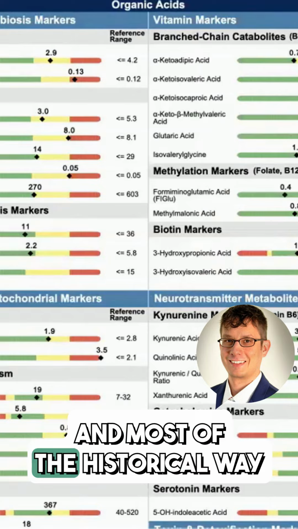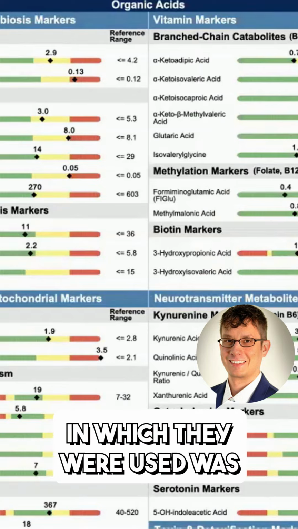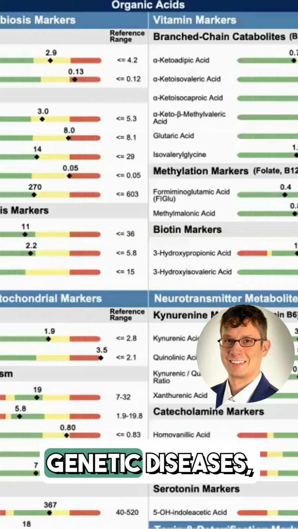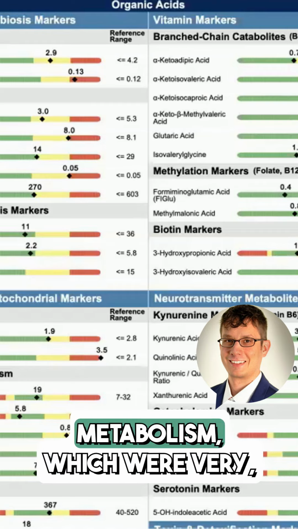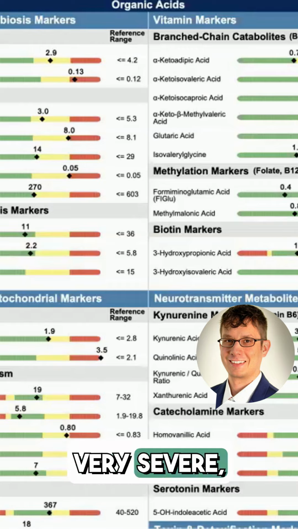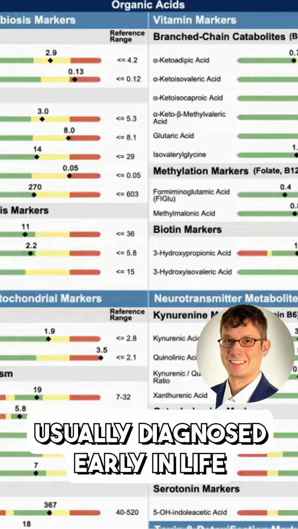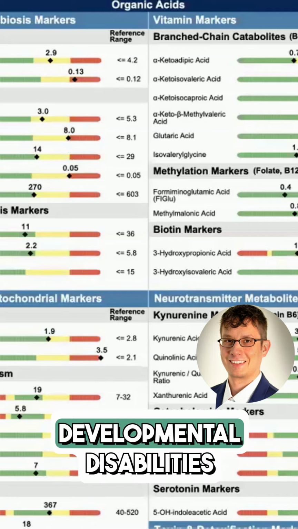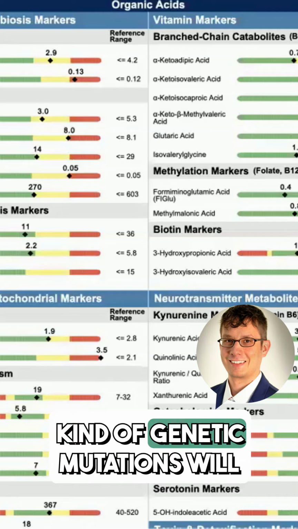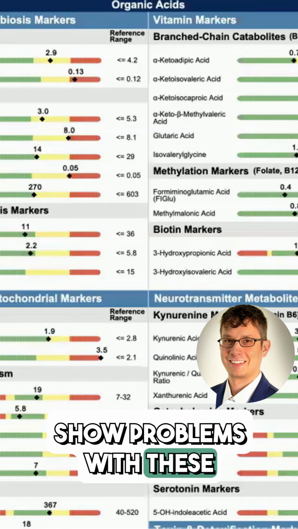And most of the historical way in which they were used was actually to diagnose genetic diseases, what's called inborn errors of metabolism, which were very, very severe, usually diagnosed early in life in children who might have developmental disabilities or things of that nature. Genetic mutations will show problems with these organic acids.